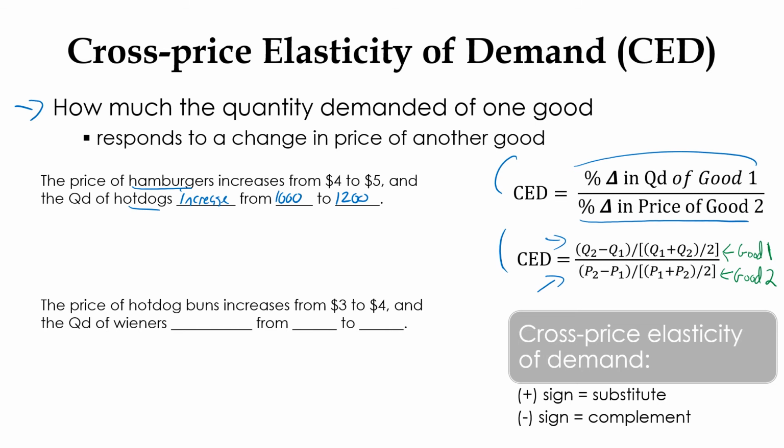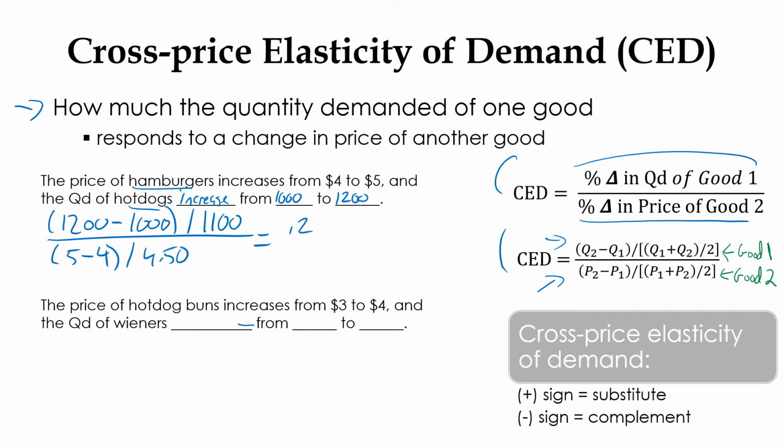Okay. So quantity of hot dogs is on the top. 1,200, that's what it changes to. That's Q2, minus Q1, 1,000, divided by the average, 1,100. Divided by the change in the price of hamburgers, moved from $4 to $5, and the average, $4.50. What does it equal? 0.2 over 0.22. None of these are negative numbers. 0.91. It's a positive number, so we've confirmed that it is in fact a substitute.